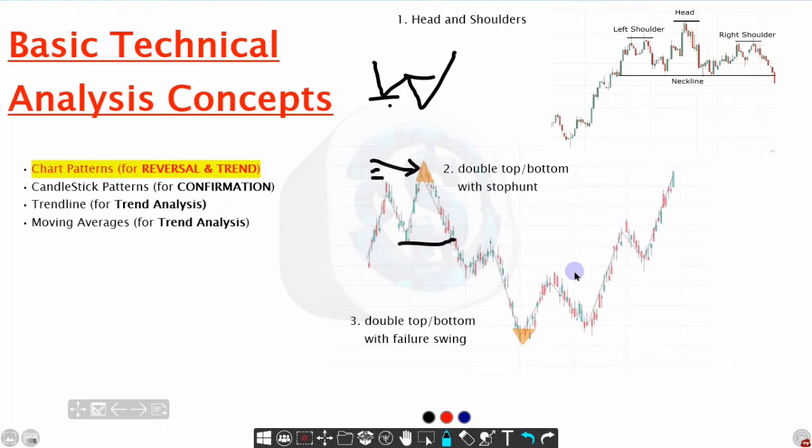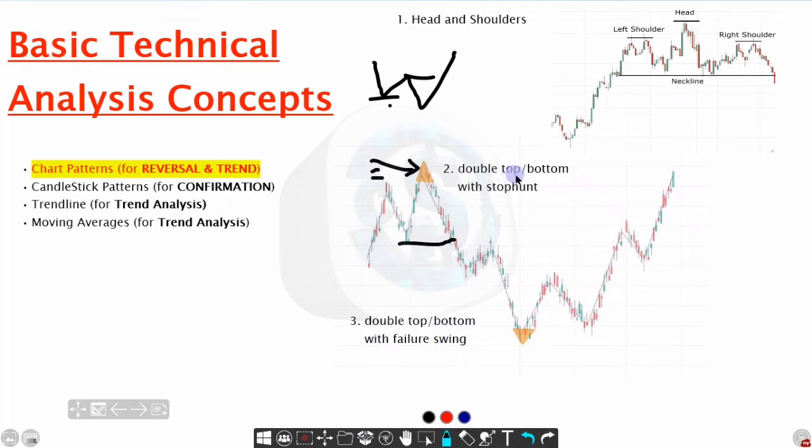So I'll be looking for reversals in the market, and there are times when this can actually help you spot very early moves, especially when you combine them with candlestick patterns. The third one right here is double top and double bottom with failure swing.